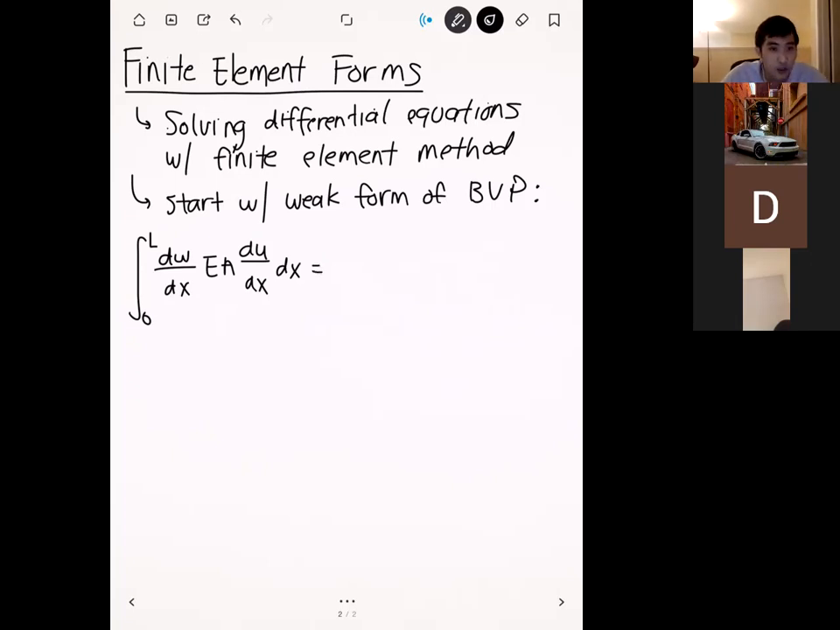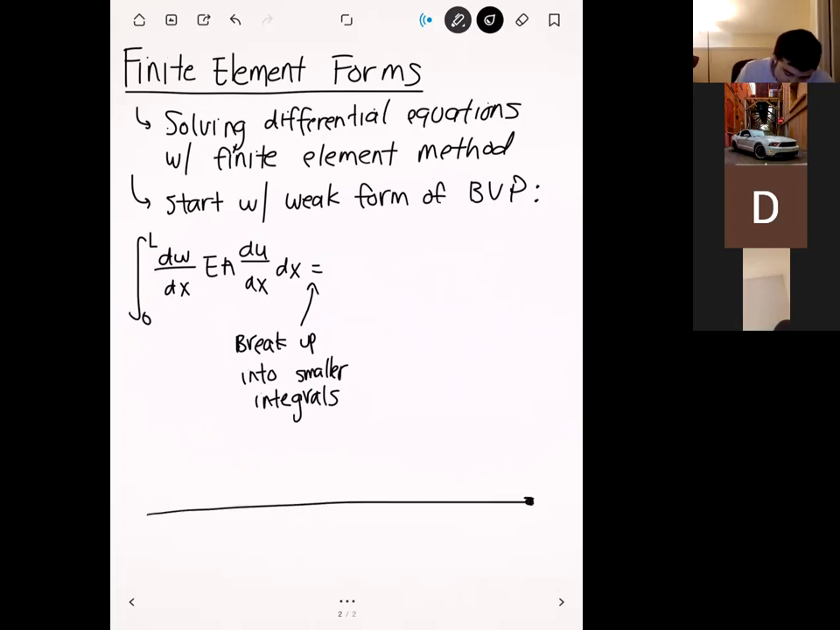Before we talk about the finite element form, I'm going to break up this integral into a bunch of smaller integrals. For a 1D domain, normally we have a domain that looks like this, where on the left-hand side we have x equal to 0, and on the right-hand side we have x equal to L. That's what we're integrating on, so we're integrating our solution over our entire domain.